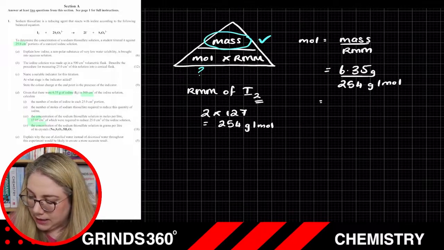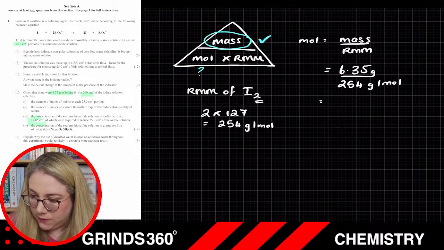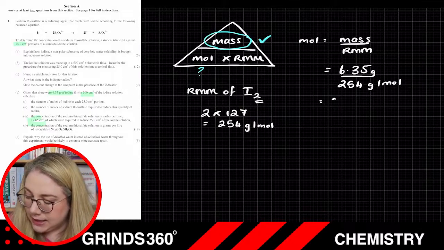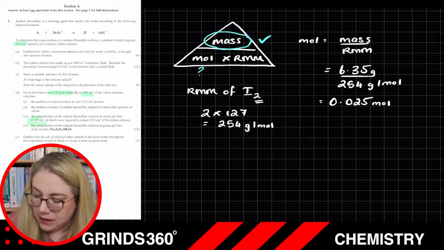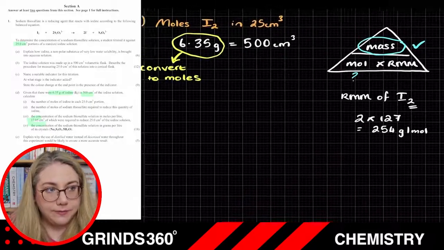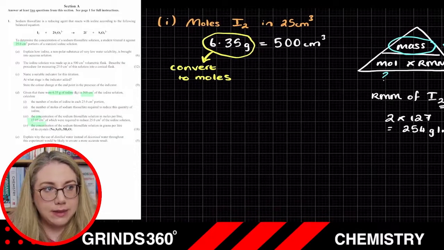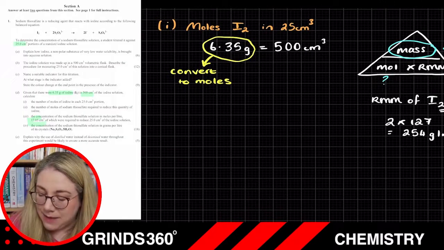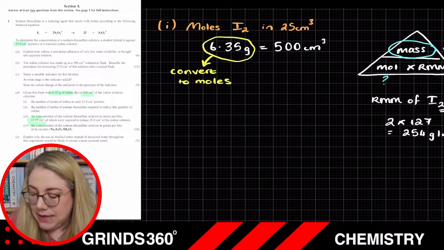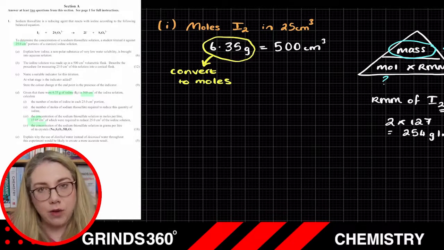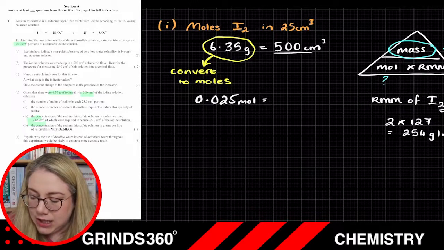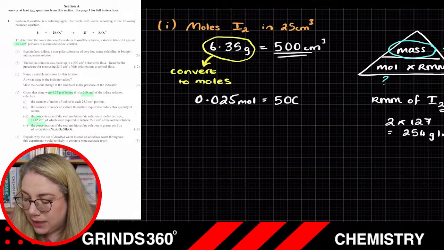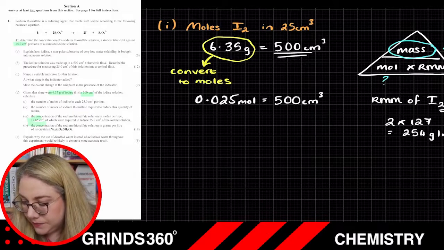When I type that into my calculator, 6.35 divided by 254, that is 0.025 moles. Now, if I go back over here, all I've done by doing that is I have converted that mass into moles. So now, instead of thinking of it as 6.35 grams of iodine, we now know that it is 0.025 moles. We still haven't changed the amount though. That's the number of moles in 500 centimeters cubed.